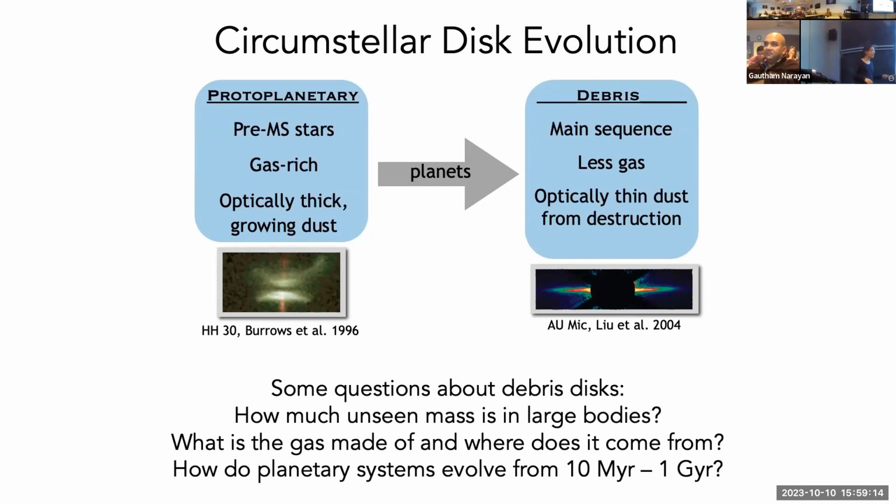What is the gas made of, and where does it come from? This gas is very recently discovered, so it's still pretty mysterious. And then how do planetary systems evolve in this critical age period from 10 million years to 1 billion years? Or do they, right? Maybe they don't. They do, probably. So, all right, a couple of foundational concepts.